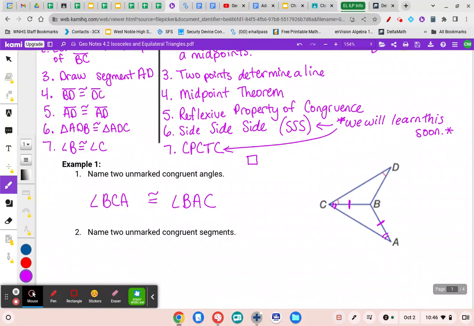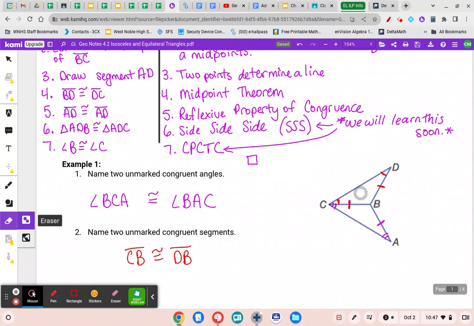Part 2 asks us to name two unmarked congruent segments. This one does get a little tricky because one of them is actually marked. Based on these congruent angles, the opposite sides have to be congruent. So the angle does not touch its congruent opposite sides. It is across the triangle from it. That means that segment CB has to be congruent to segment DB. Okay, these opposite sides have to be congruent. These also happen to be congruent to BA then, but only because we have two isosceles triangles here.